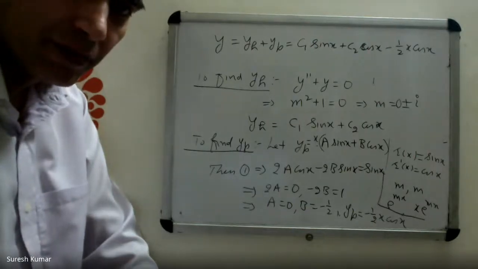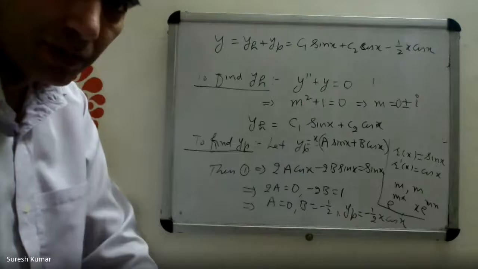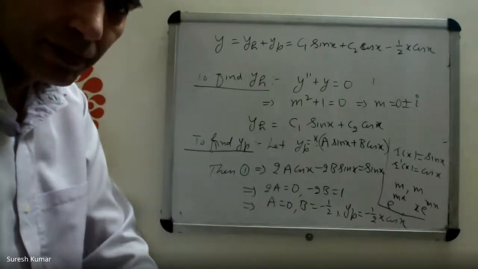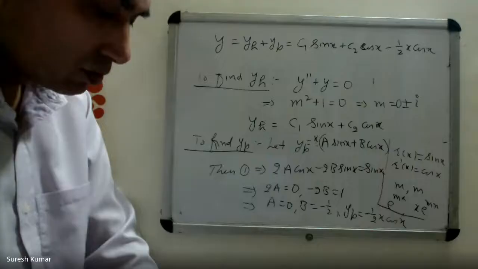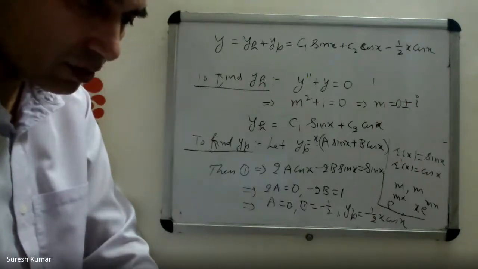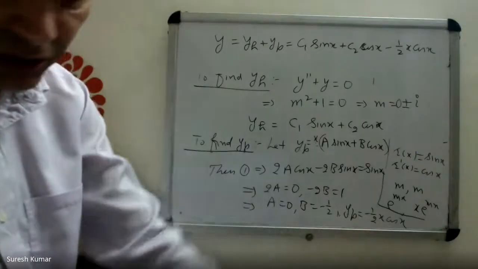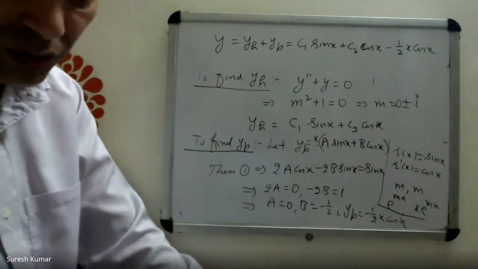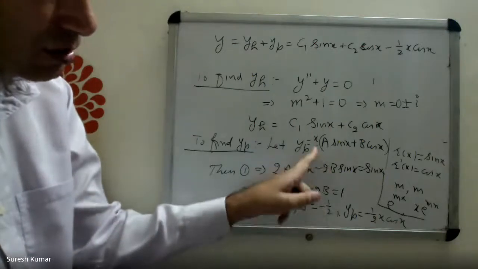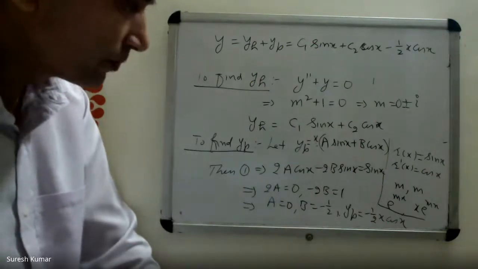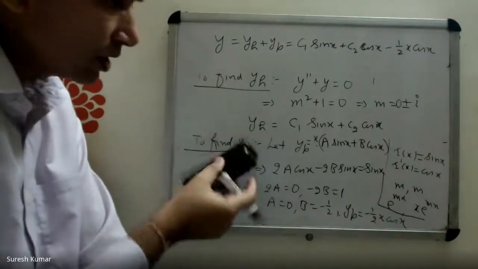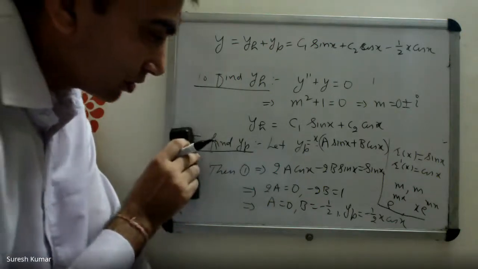Are you there? Yes, sir. Okay. Sir, when we are getting yp as same as yh, there is only possibility of multiplying with x only. You can try something else also, but your calculation will become cumbersome. You see, the idea is to find a particular solution. Whatever way you get, it's up to you. But it is suggested that multiplied by x. You will see that there are other methods also for finding particular integral.